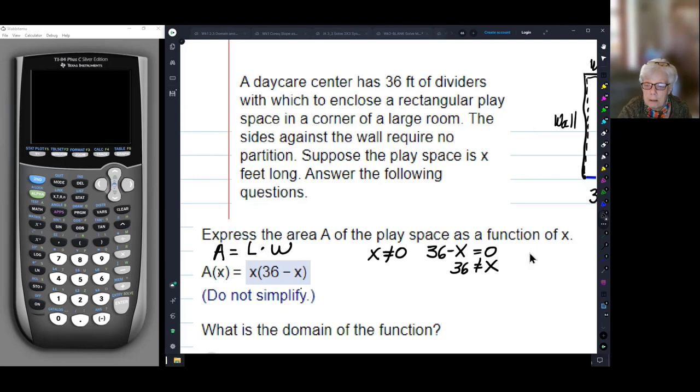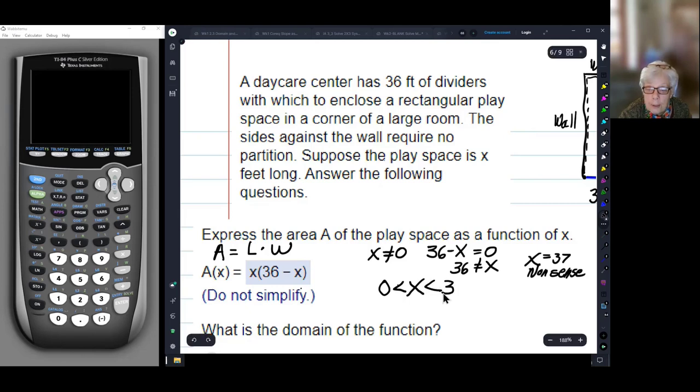What if X were 37? It couldn't be, because you only have 36 feet of dividers. So this is nonsense right here. So what that means is X can equal any number of feet. Now we're just saying, does it make sense? Not really, but X could be really close to zero as long as it's not zero, or X could be really close to 36 as long as it's not 36.